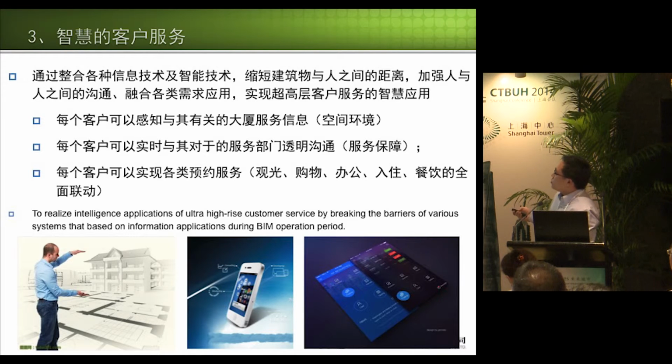Thirdly is our intelligent customer service. Actually, we can use different IT and smarter technologies to shorten the distance between the building and the people, and also the communication between people can be enhanced. For example, each customer can sense the information related to the building, for example, the indoor air and other information inside the building. And each customer can also have very transparent communication with the corresponding service departments. And each customer can also make reservations, for example, observation, shopping, and also restaurant reservation, etc.